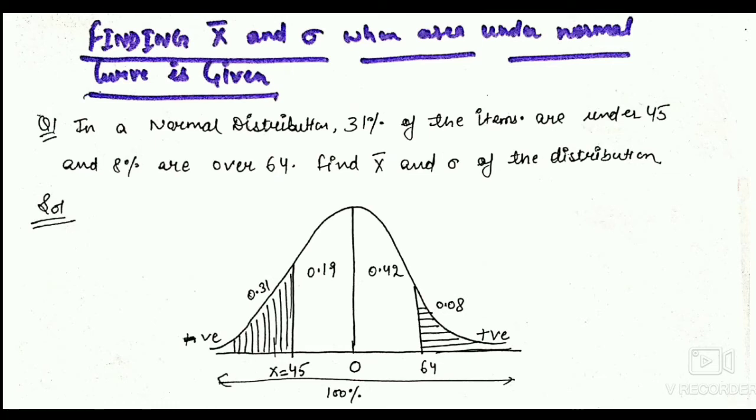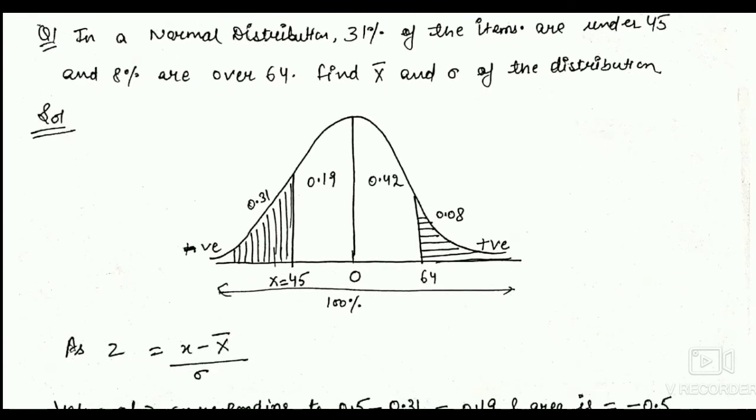So from the total 0.5, if we want to find the area from 0 to 45, we will subtract 0.31 from 0.5. So it will be equal to 0.19, and from the right side similarly we will subtract 0.08 from 0.5, as the total of both sides is 0.5. So how to solve this question?